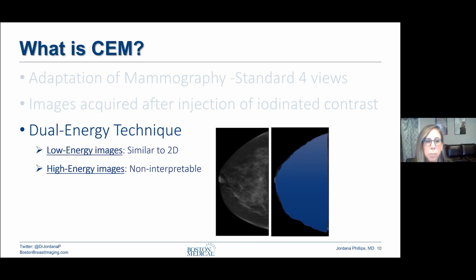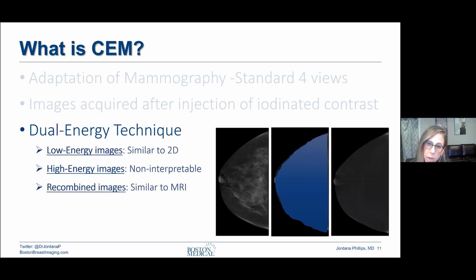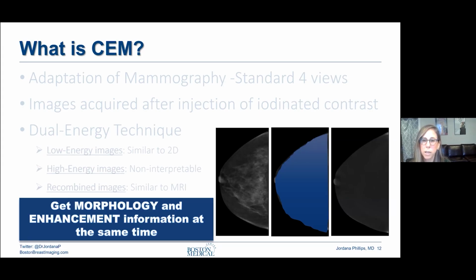The unit automatically post-processes the low energy and the high energy images together to create something called a recombined image. And this image is similar to a subtraction image on MRI, where it really just highlights, it shows really well those areas of contrast enhancement. The low energy image and the recombined images are what we see as radiologists. Those are the images that get sent to our workstation for imaging review. So what's excellent about contrast enhanced mammography is that we get to combine what we know, which is information on morphology and density, with information on enhancement, and we don't need an MRI to do it. It's all performed at the same time.